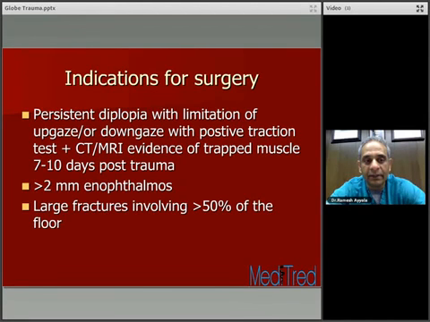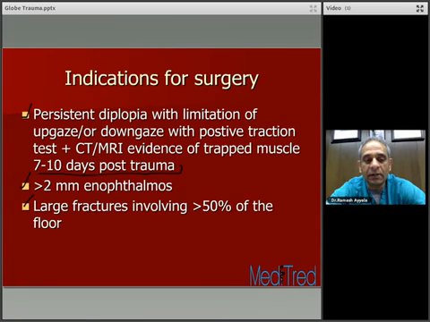So, indications for surgery after the initial treatment in an adult to reduce the swelling and prevent infection: persistent diplopia with limitation of up gaze or down gaze with positive traction test, plus CT or MRI evidence of trapped muscle 7 to 10 days post trauma is the number one indication for treatment. Also, patients with more than 2 millimeters of anophthalmos and large fractures involving greater than 50% of the orbital floor. All three of these are indications for taking the patient to the operating room and repairing the floor fractures.